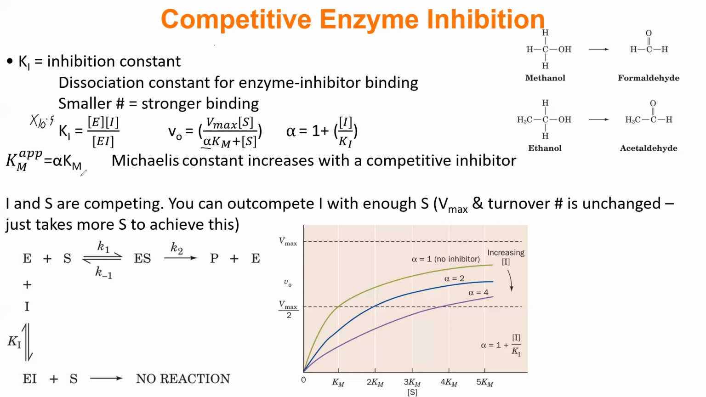So remember, Km is the substrate concentration where you go half your Vmax. Well, if we're increasing Km, that means it's harder to go half your maximum speed. It's harder to go your maximum speed. However, Vmax and turnover number are unchanged because you are competing. So if you have a lot of substrate, you can outcompete your inhibitor, bind normally, go to your Vmax normally. So that's a competitive inhibitor.